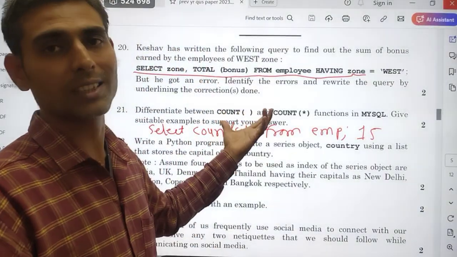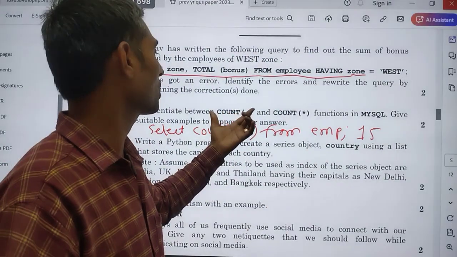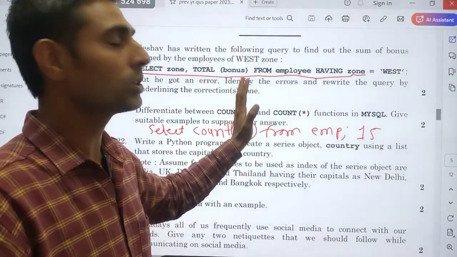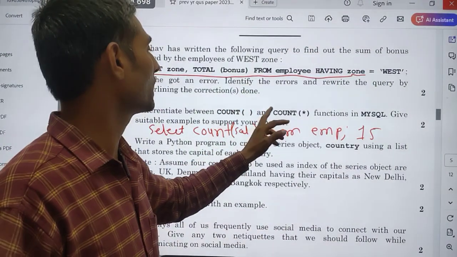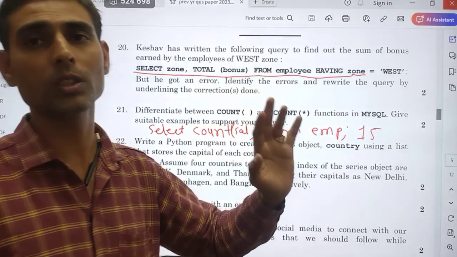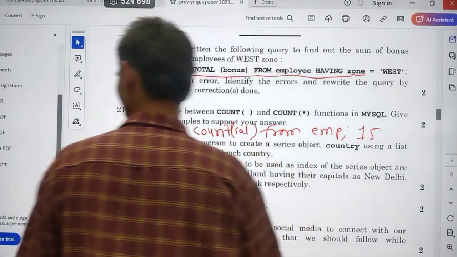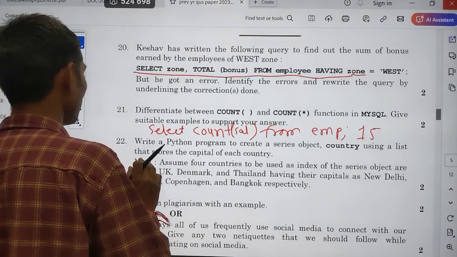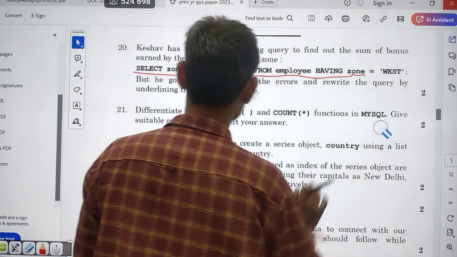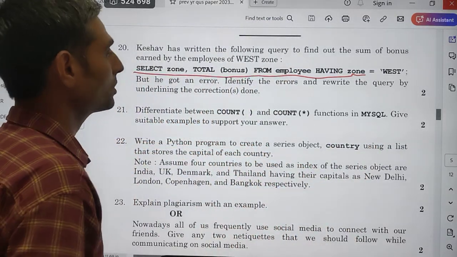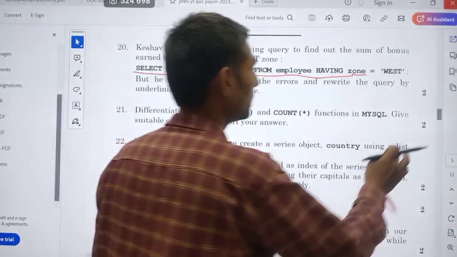So what we can say simply is that count with a column name will not count the null values, and count asterisk will count the null values also. This is the basic difference and we should know about it. If you go through the practical approach, this concept is cleared, and this question is asked so many times in the exam, so we must be clear with that topic.